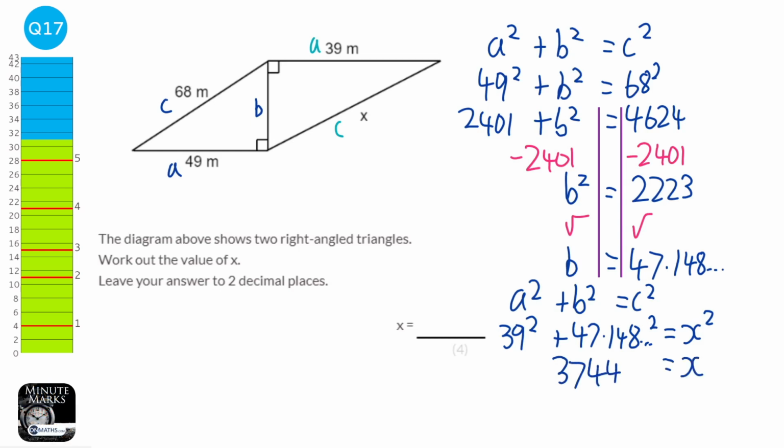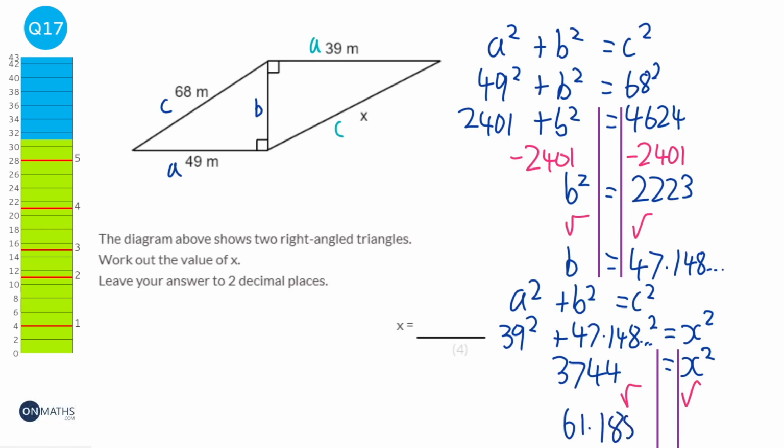equal to x squared, and we'll just get our lines in because we need to square root both sides, and we get 61.188 and so on is equal to x. It says it wants two decimal places, so that will be 61.19.